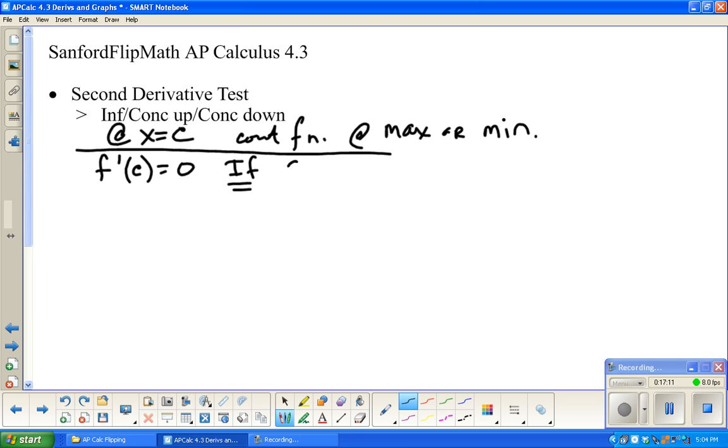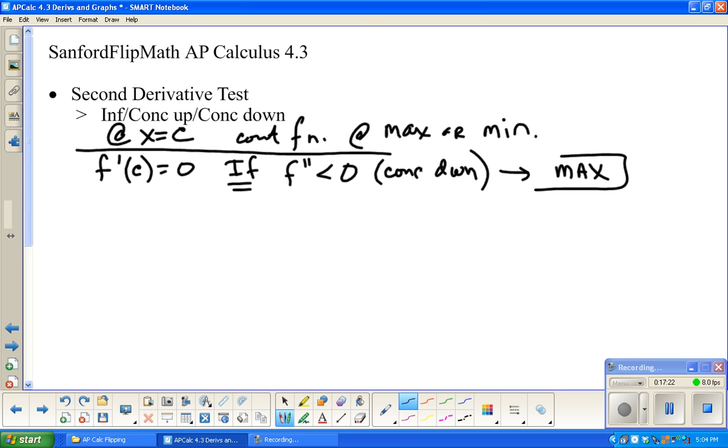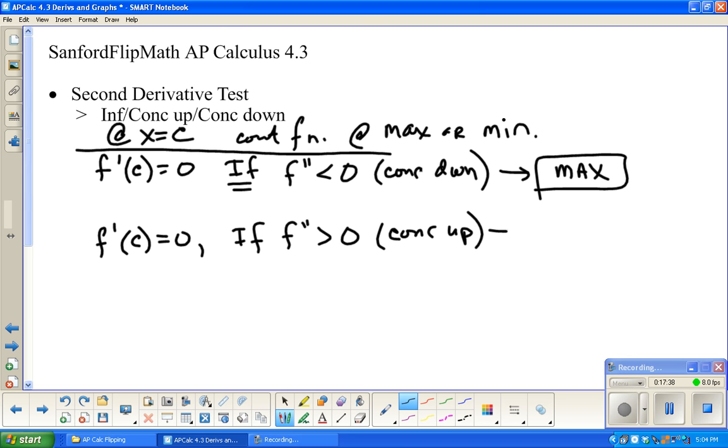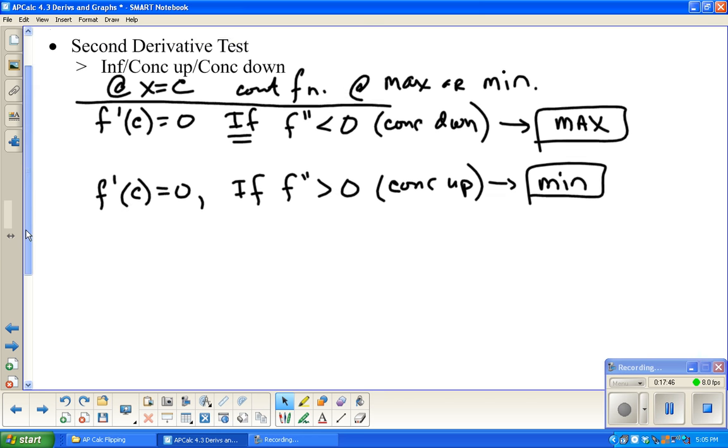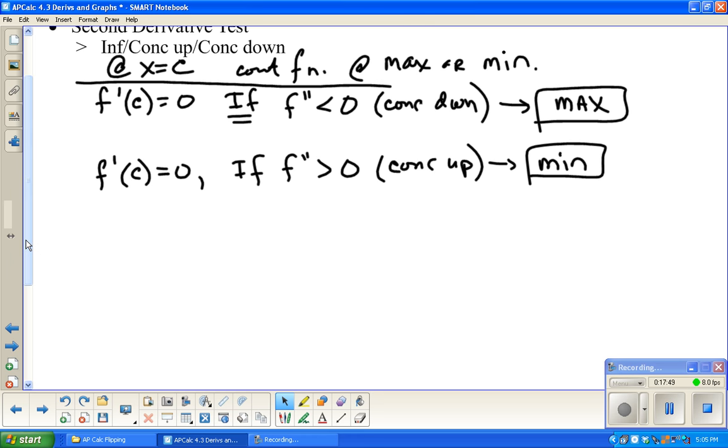If f double prime is less than 0, in other words, concave down, then that point is a maximum. Okay, that's it. If I'm at a point where f prime of c equals 0, and if f double prime is greater than 0, in other words, concave up, I'm at a minimum. Now this, of course, begs the question, can I even do a derivative? Well, that's the only way you can look at the second derivative. Okay, so let's talk about what this means.